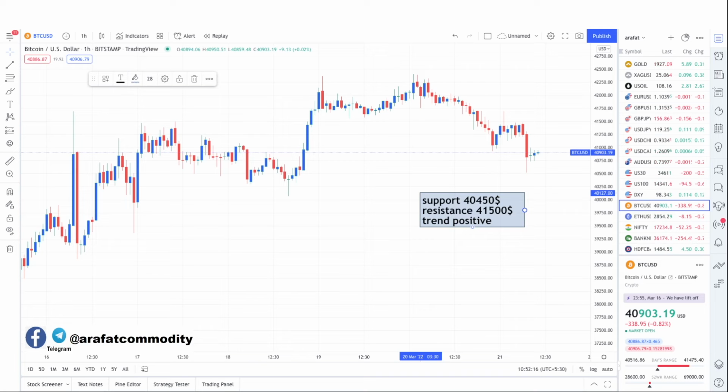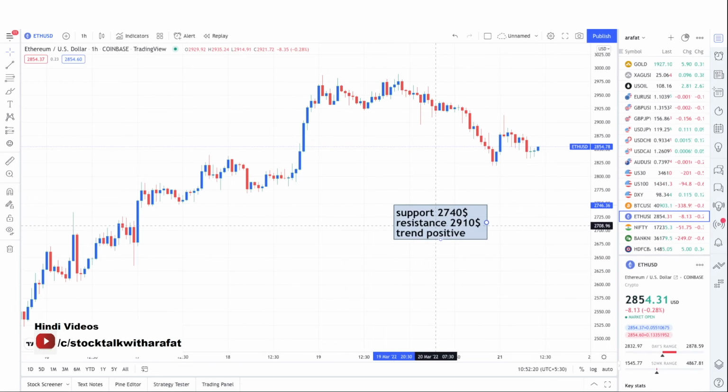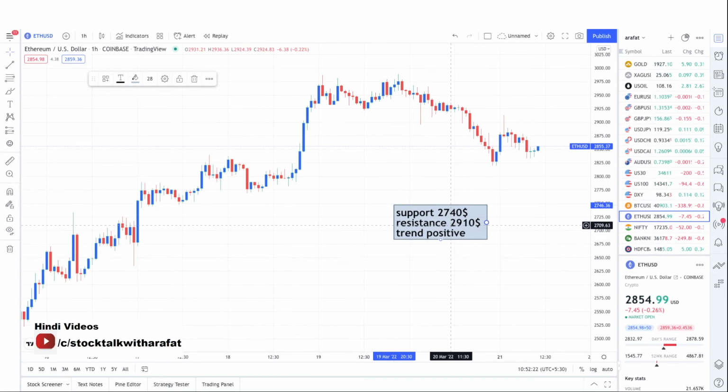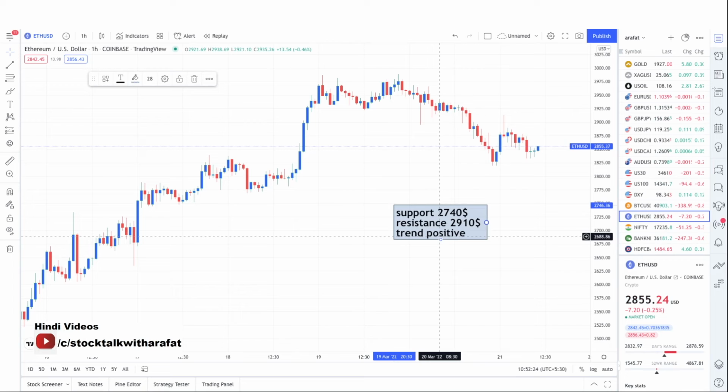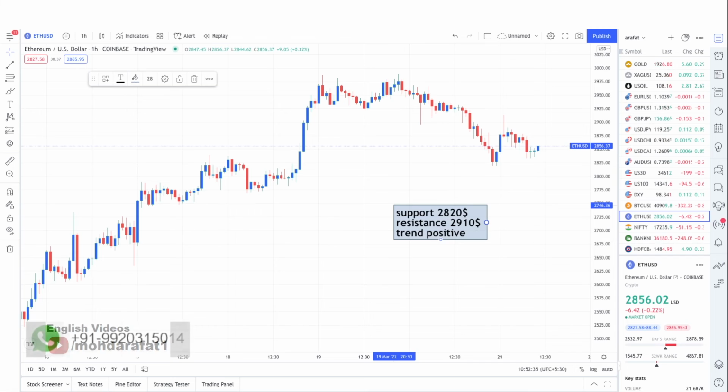Let's move on to Ethereum. These are the levels from last week's video. Resistance is the same. Support has changed. Now support at 2820. The resistance is the same. The trend is the same. So nothing has changed in Ethereum. Sorry, the support has changed a little.